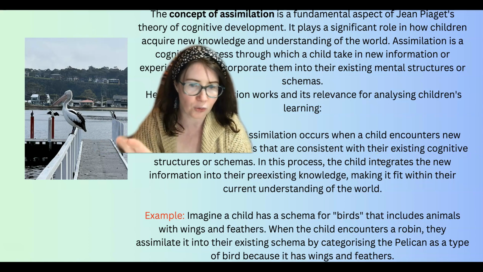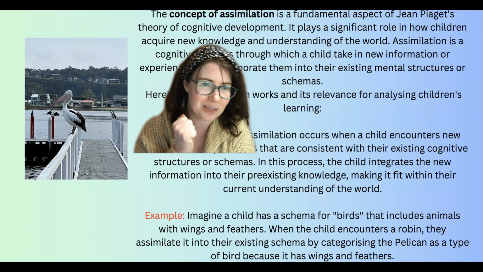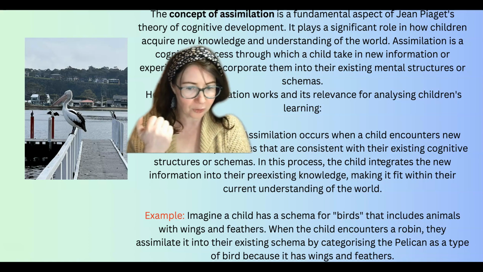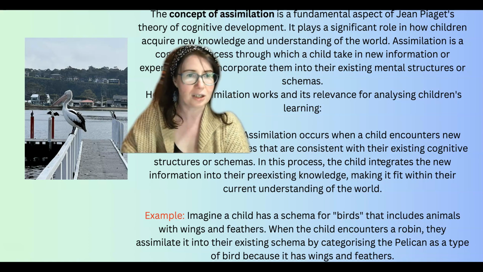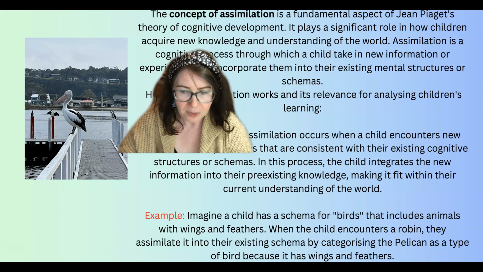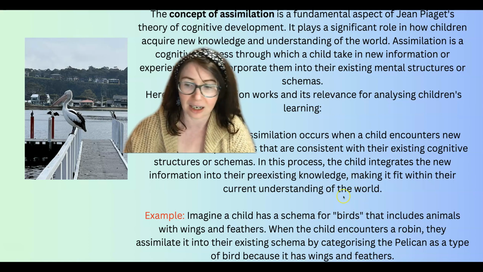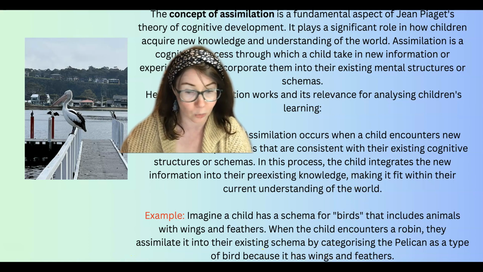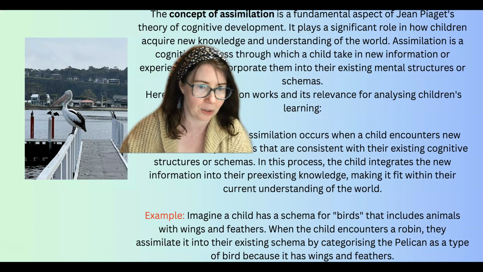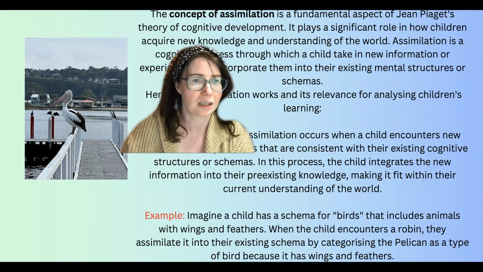Imagine a child has a schema for birds that includes animals with wings and feathers. So you can see on this picture that I took during one of my trips that there are birds here. So they are different, but they all have wings and feathers. When the child encounters, let's say, a robin, they assimilate it into the existing schema. When they encounter a pelican, they also assimilate it into the existing schema by categorizing the pelican as a type of bird because it has wings and feathers. They also might see a cormorant, and they might see other birds and look at their existing schema, and it's got wings and feathers, hence it is a bird.